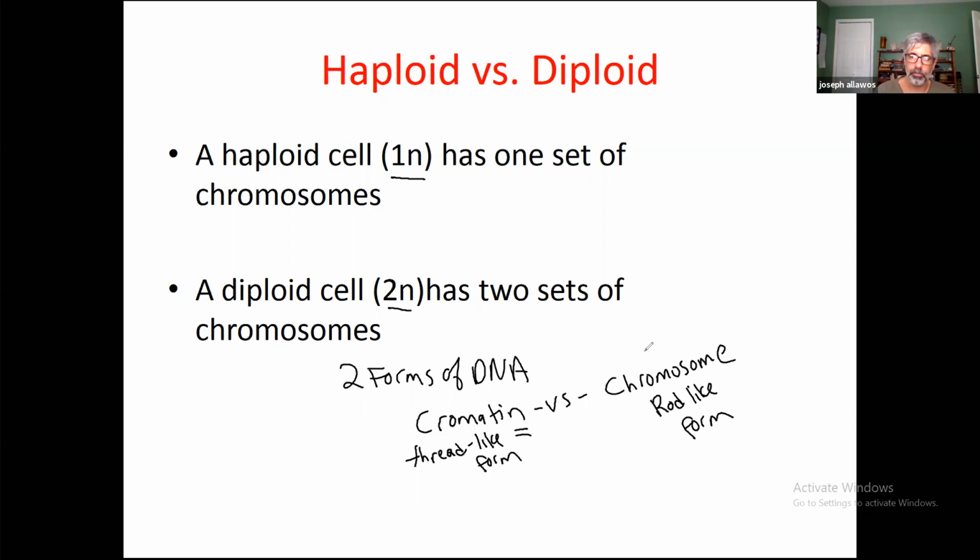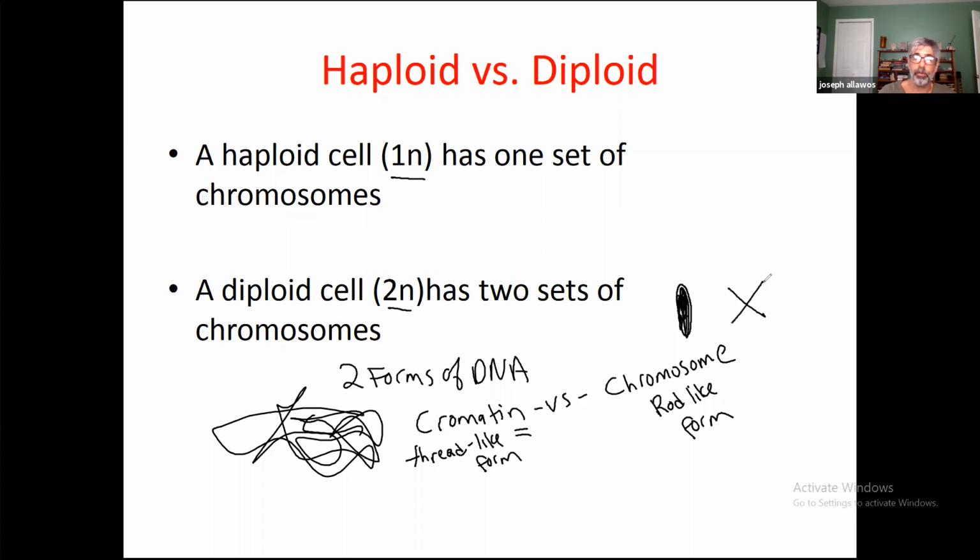And so what we end up with, from this thread-like form of DNA that we call chromatin, is this very much rod-shaped structure, okay? We often represent a chromosome like this little rod. And then when the chromosome is replicated, we often represent it as an X, like this, okay? Now, when you've seen pictures of chromosomes, like the human genotype or the human karyotype, where they show all the different chromosomes of humans, they're showing it in the rod-like form.